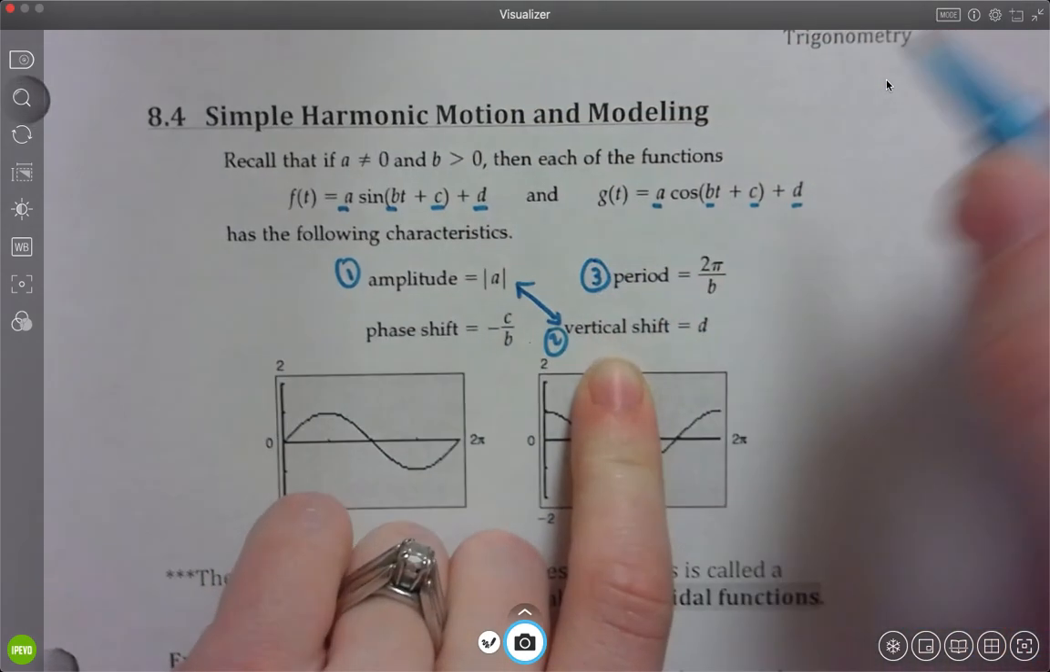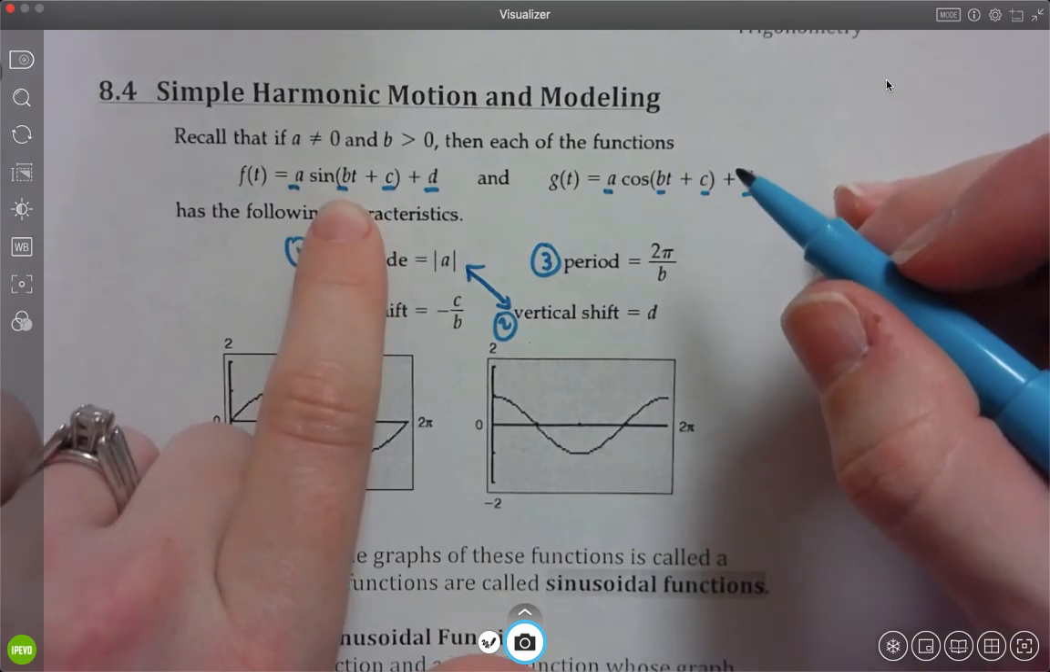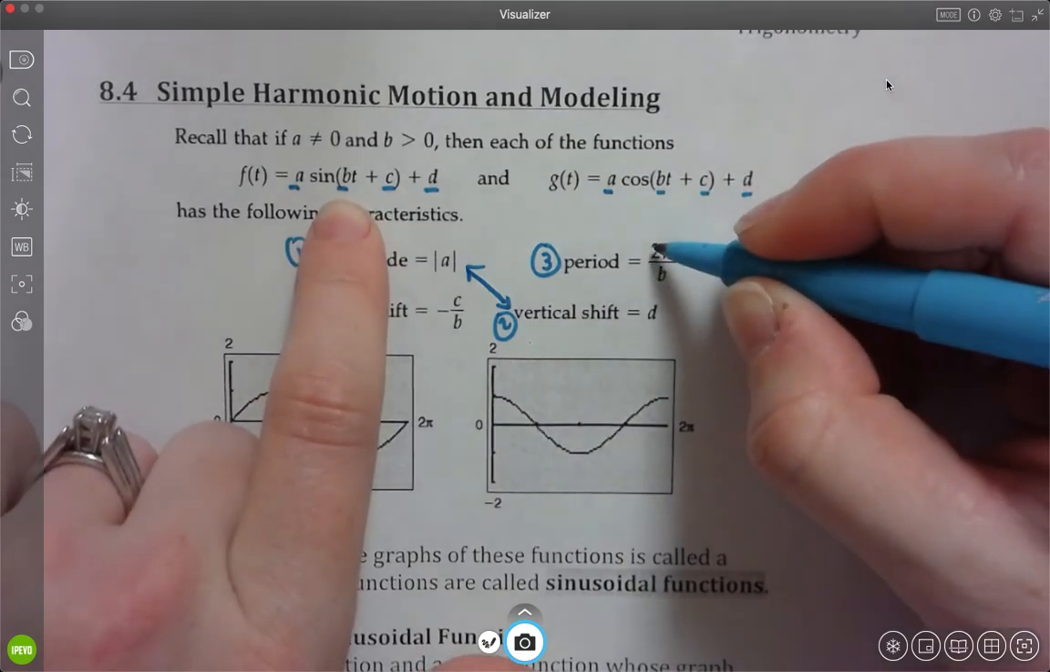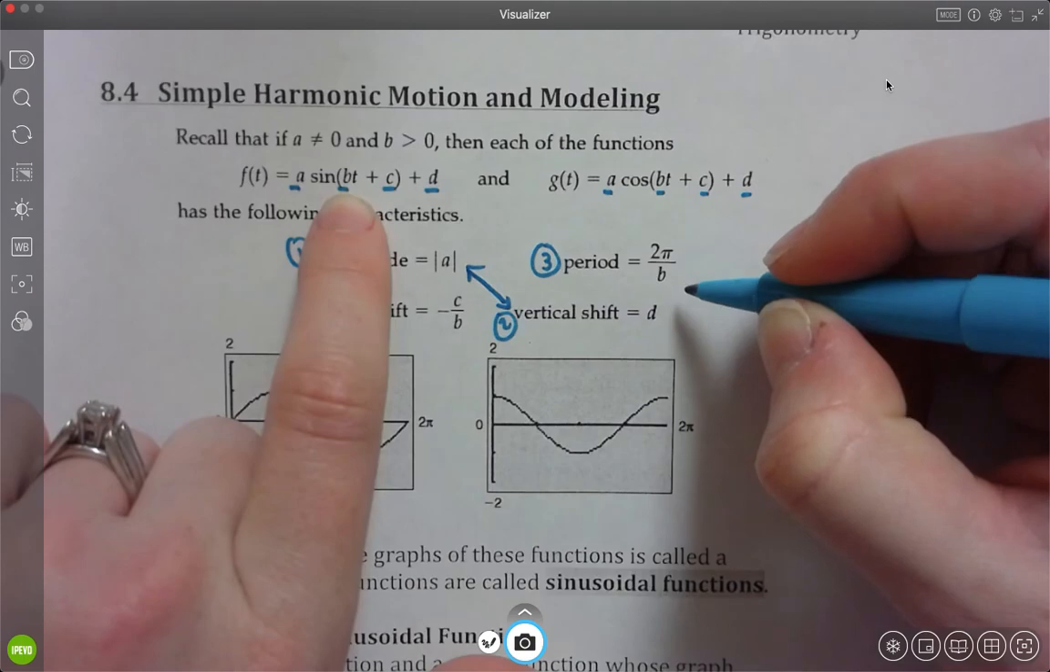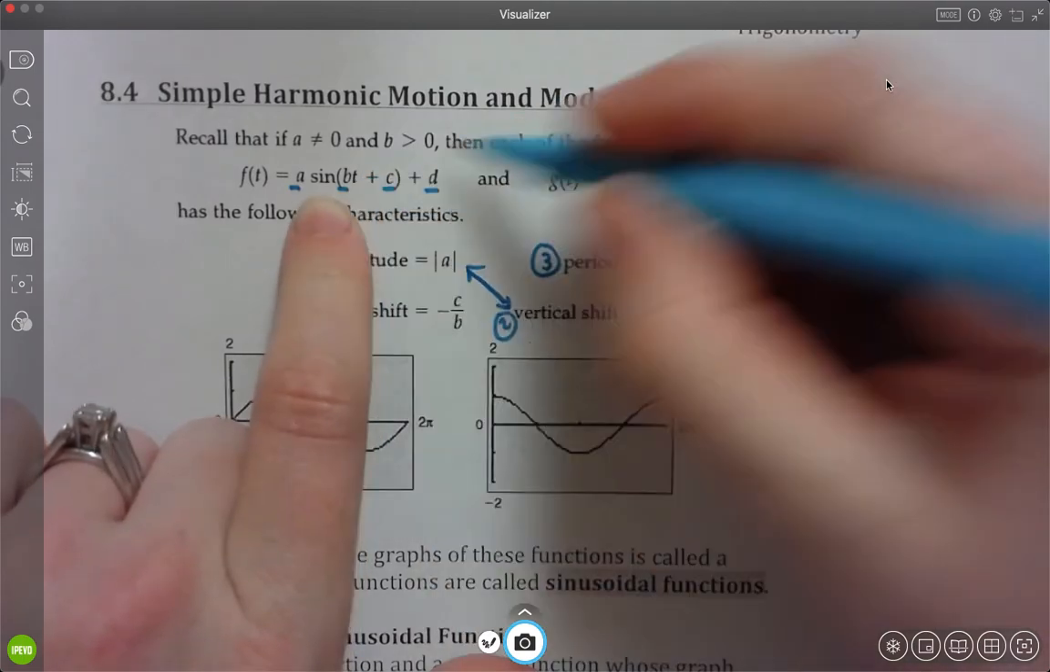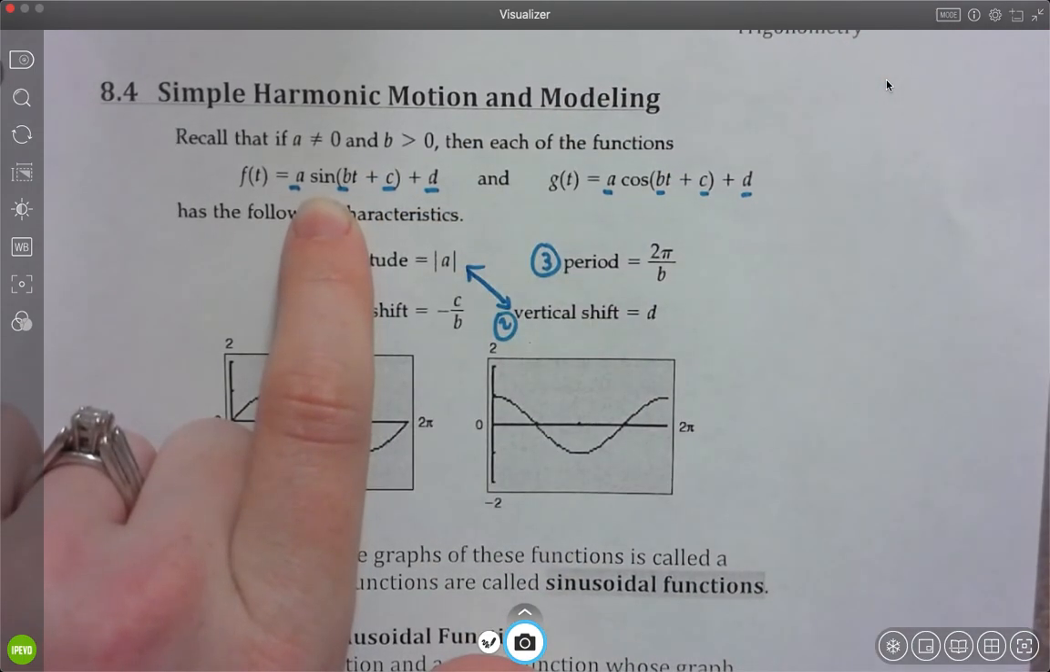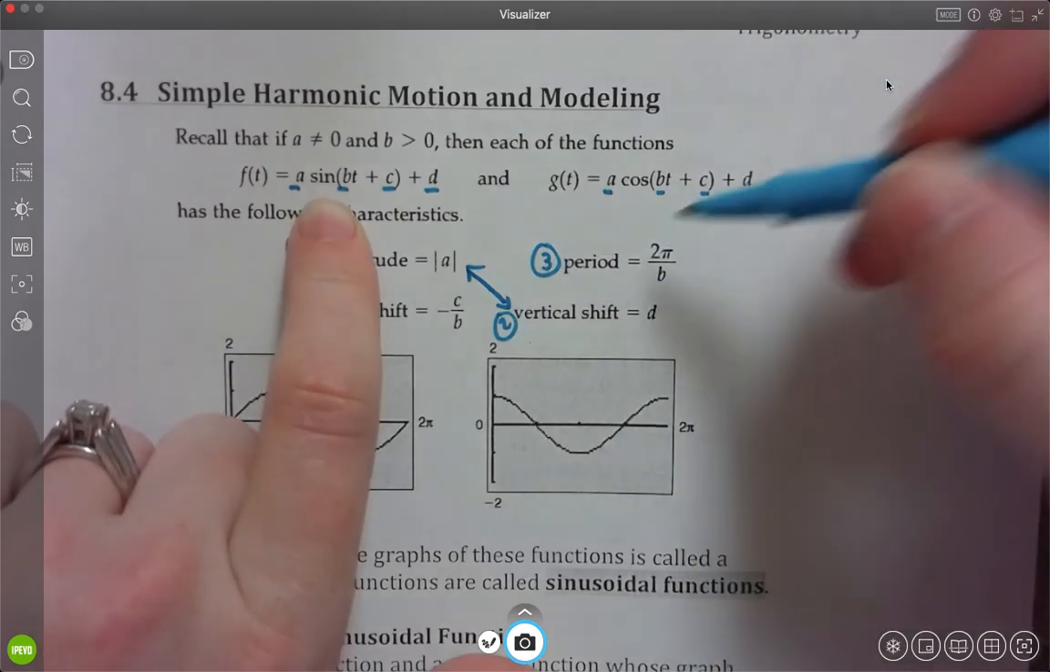Then period is the third one that I usually do. When you're figuring out that B value, or the period, you take 2 pi and divide by B. The reason I use 2 pi for both sine and cosine is that it's the period of sine and cosine. So to get the new period, you take 2 pi and divide by that value.